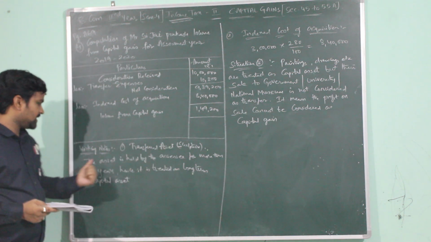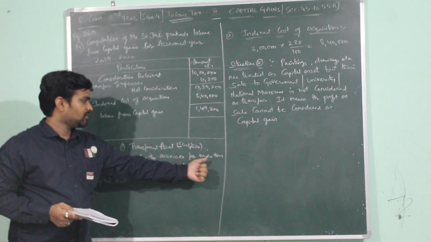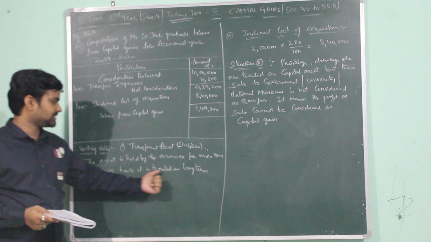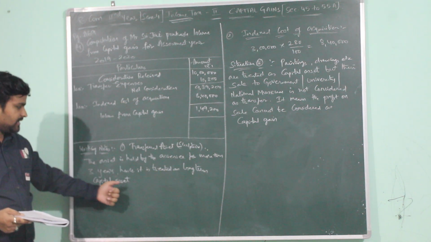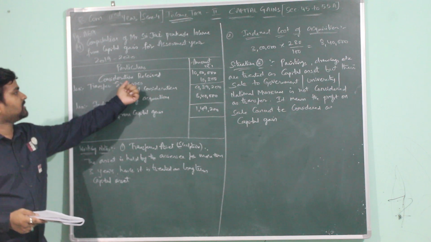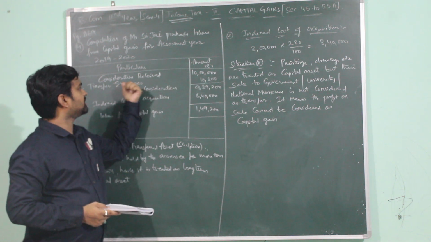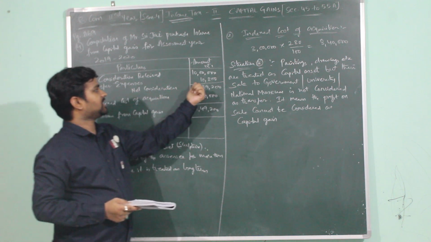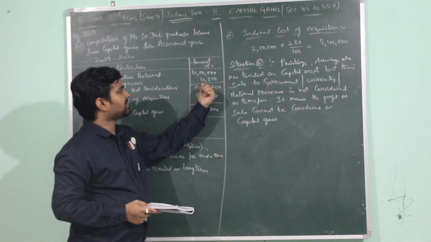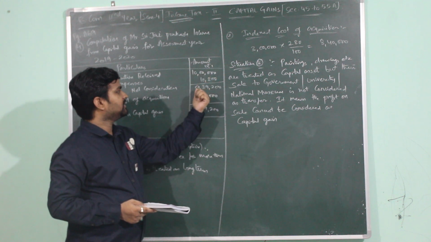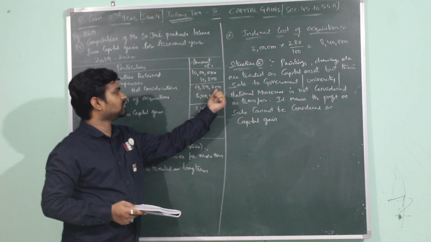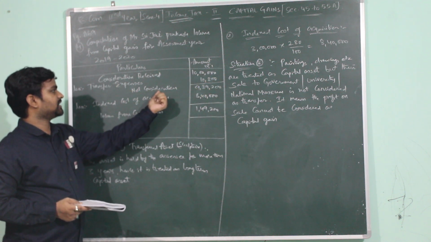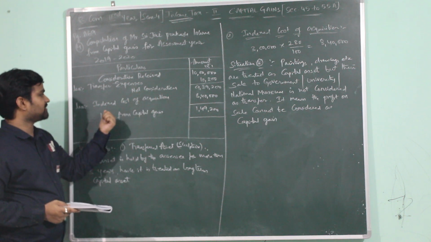Transferred asset: sculpture. The asset is held by the assessee for more than 3 years. Hence, it is treated as a long-term capital asset. Now, he has sold the asset for rupees 10 lakhs. The consideration received becomes 10 lakhs. Less transfer expenses, which are given as 10,800 in the question. Subtracting 10,800 from 10 lakhs, the value is 9,89,200, which is called net consideration.